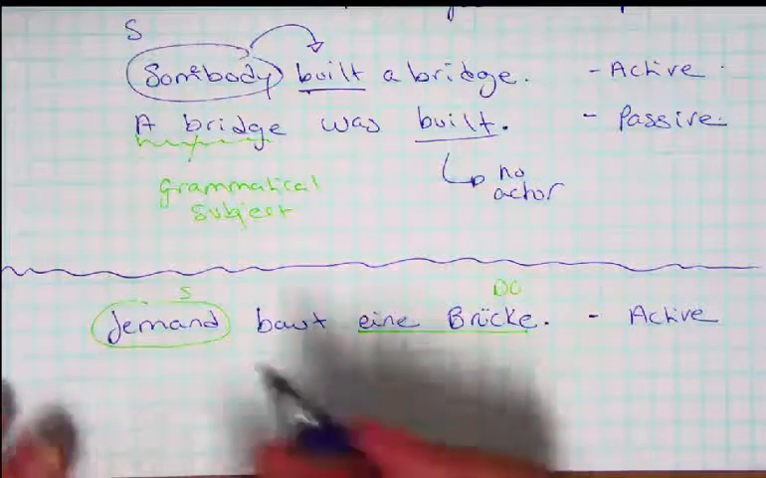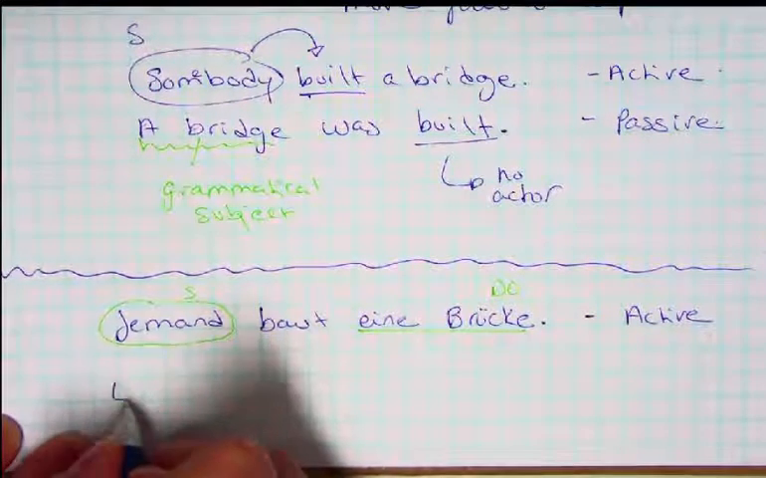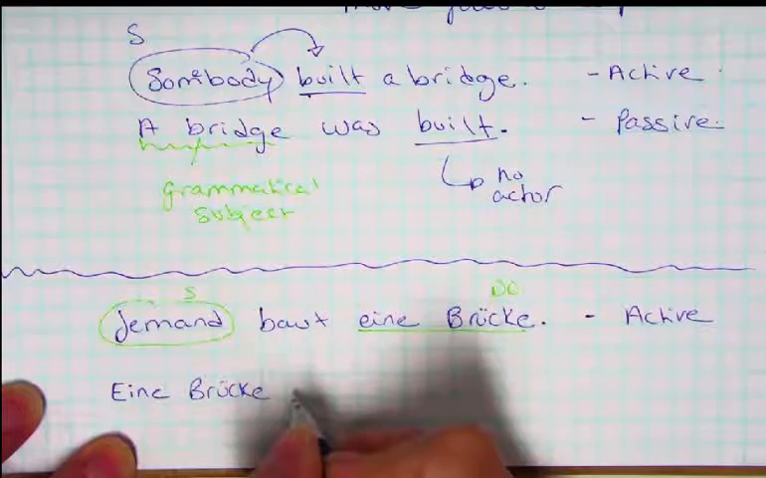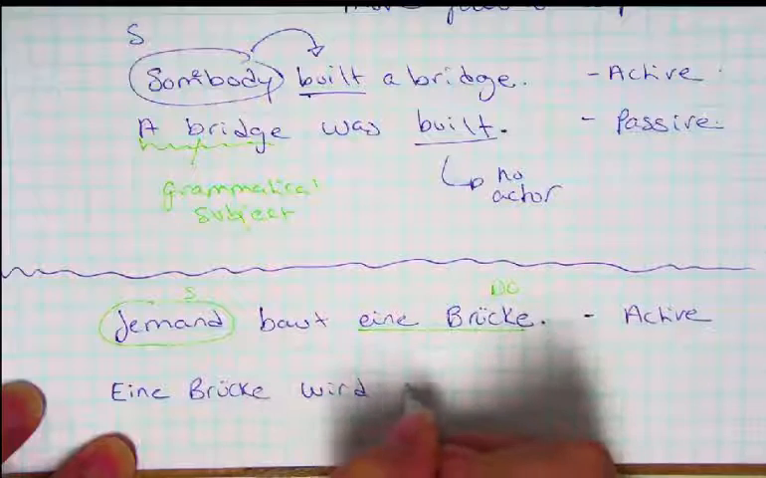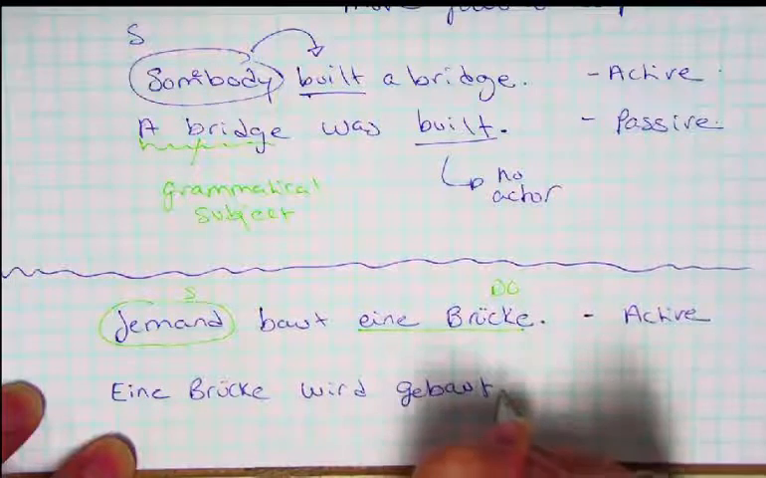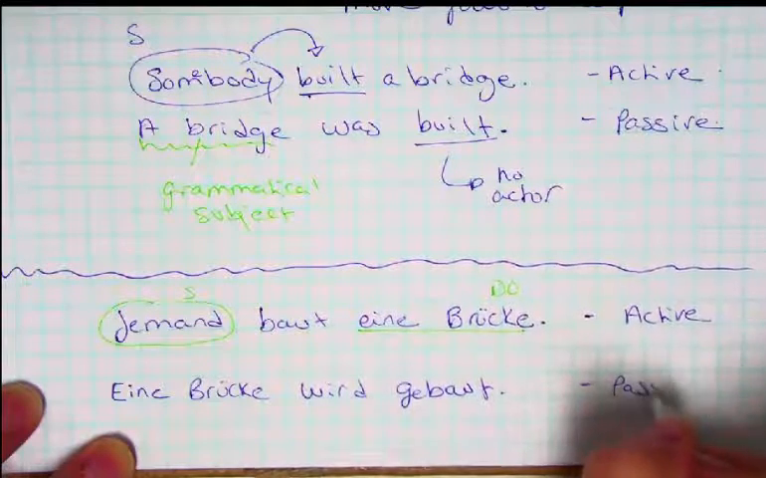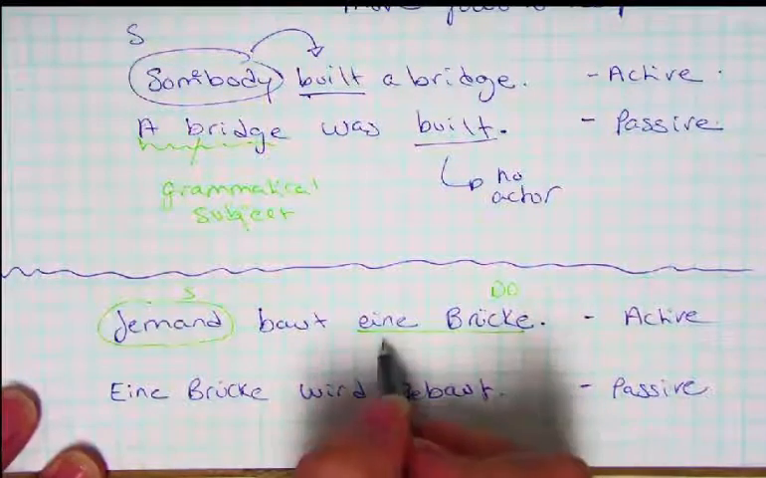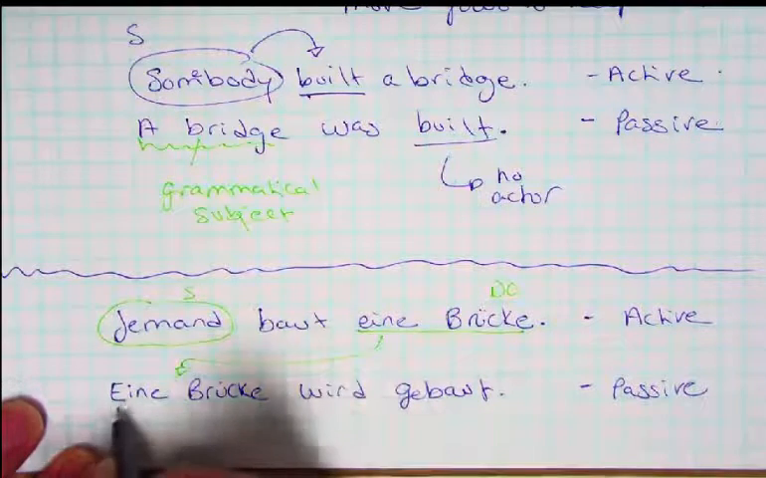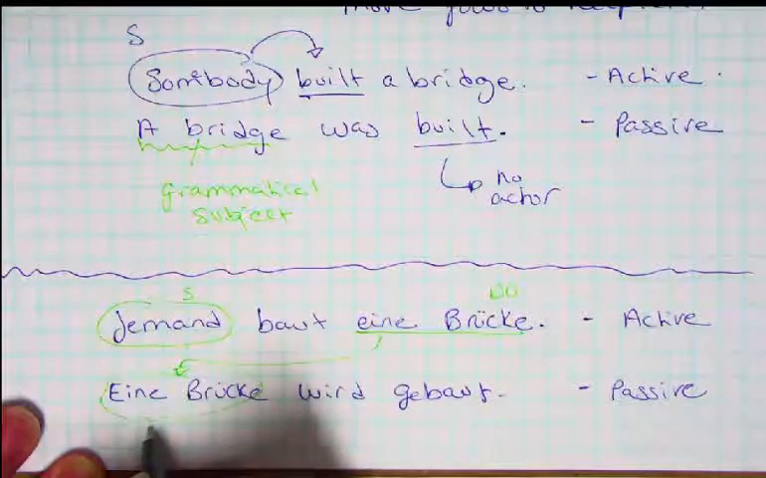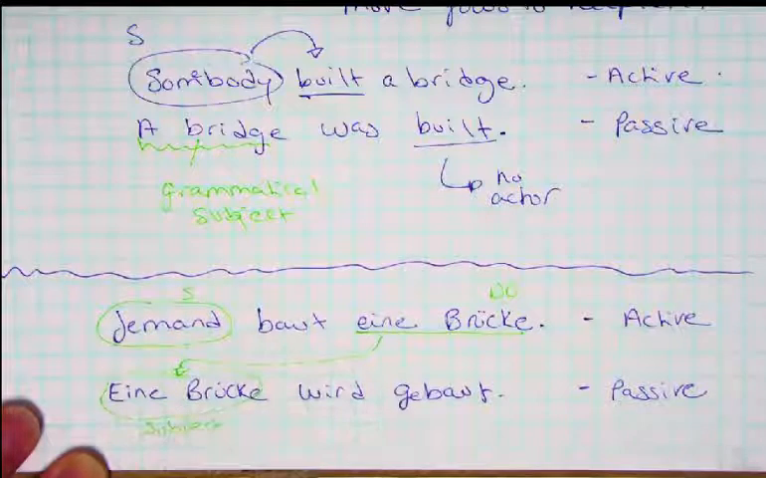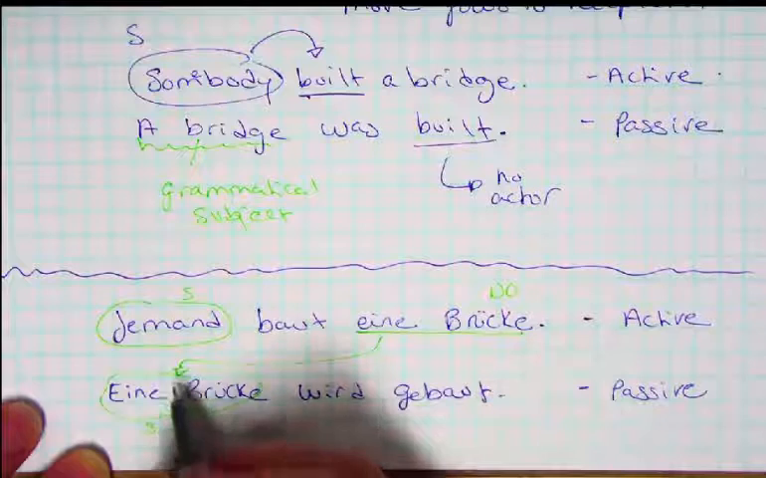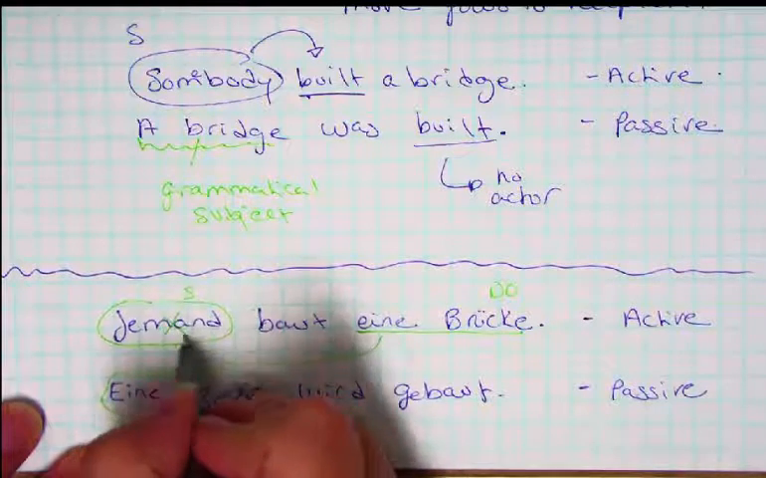Now I'm going to show you what it looks like in passive voice. Eine Brücke wird gebaut. Passive. So what did I do? First of all, my direct object became my grammatical subject. Here's my subject of the sentence. It is still the thing being built, however, right? Still being built. The jemand completely disappeared.